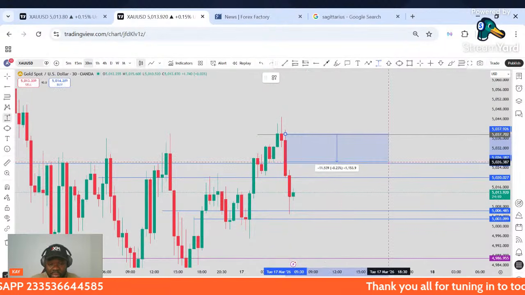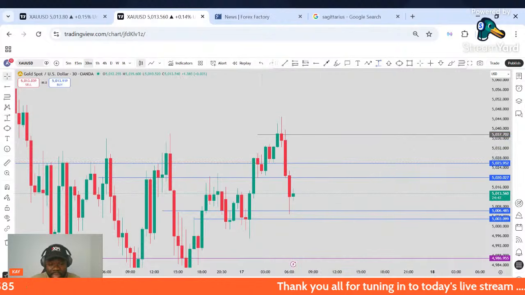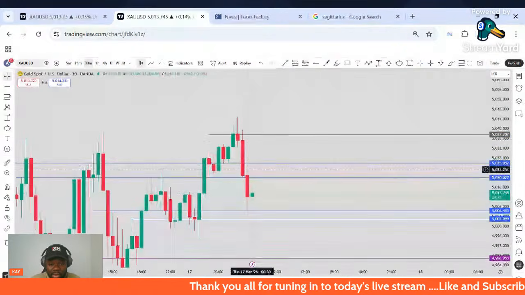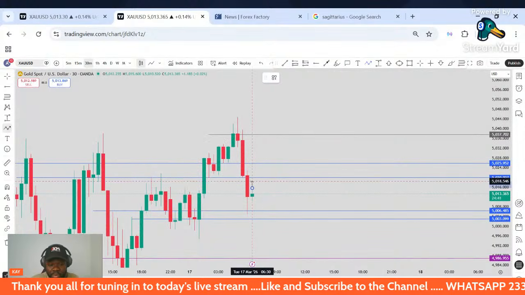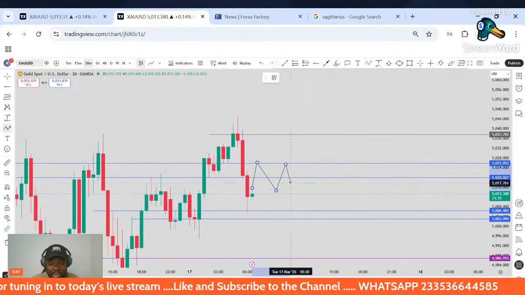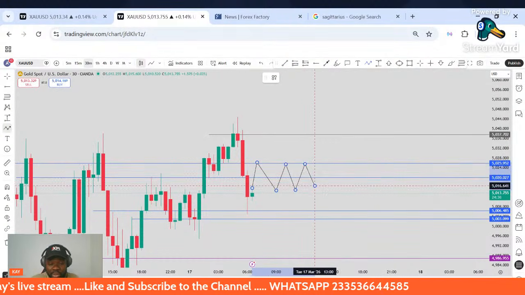This will be the area I would love to execute within. All these areas I will consider to be a no trade zone because price is in a range. The ranges are not all that big.